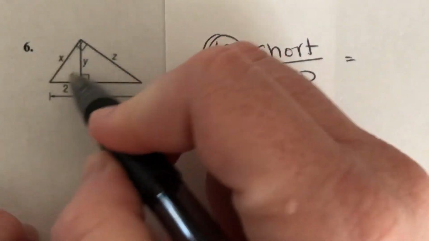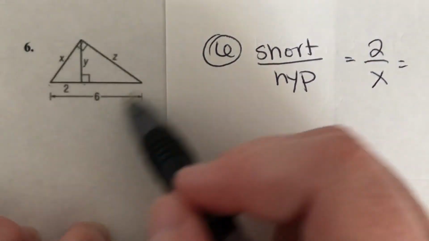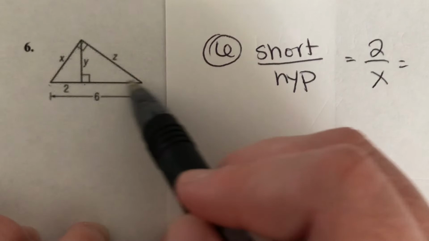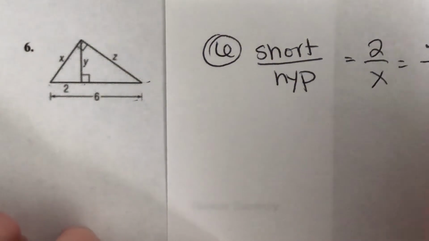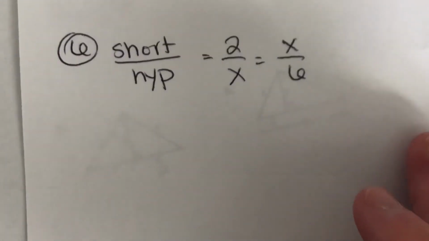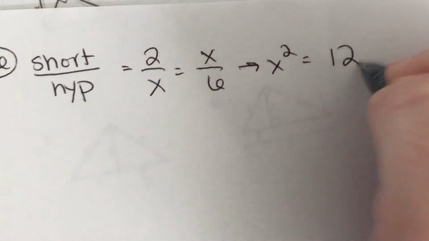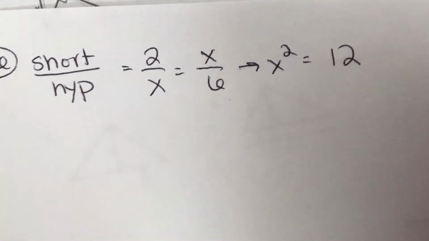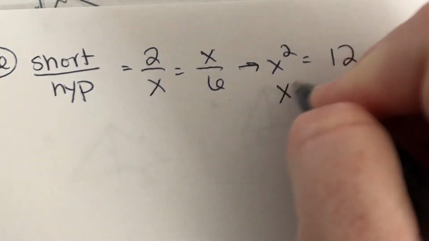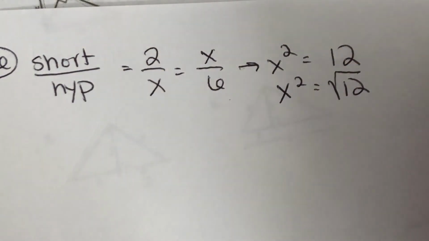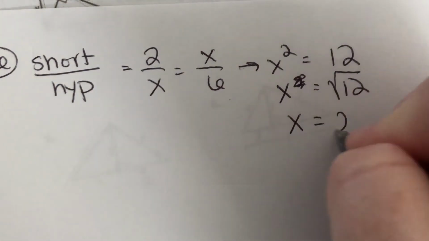In the smaller triangle, the short leg is 2, the hypotenuse is x. In the bigger triangle, the short leg is x, the hypotenuse, it tells us, is 6. Then I can cross multiply and solve for x. That's x squared equals 2 times 6, which is 12. Square root of 12 is the same thing as 2 square root of 3. X equals 2 square root of 3.